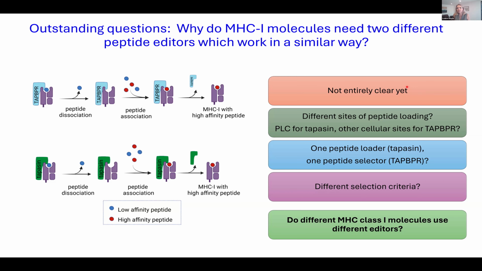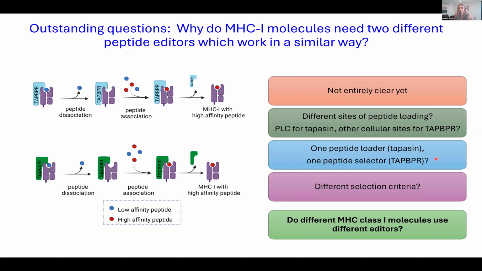So could it be that these two editors are working in distinct sites? We know that tapasin works in the peptide loading complex, a nice peptide-rich environment, and that TAPBPR is playing a role not within this complex, at least in human cells. So, whether TAPBPR allows the class 1 to load peptides in additional cellular environments.